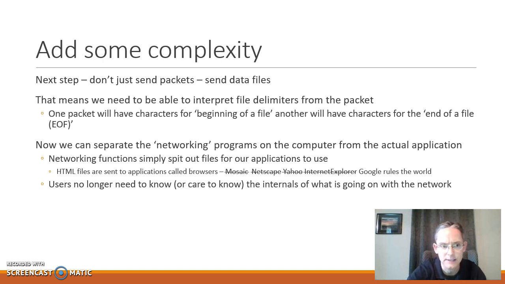Because then when we add some of this complexity, where you're not just sending packets of information, you want to send files across these networks. That means you have to be able to interpret those files and get delimiters on packets. So one packet's going to have a character for beginning a file, another will have a character for an end of a file. And as those packets get sent across the wire, you have to have something on the other end that receives all that and builds it up, stores it up, loads it, and then looks for a beginning and an end and says, boom, that's a file.